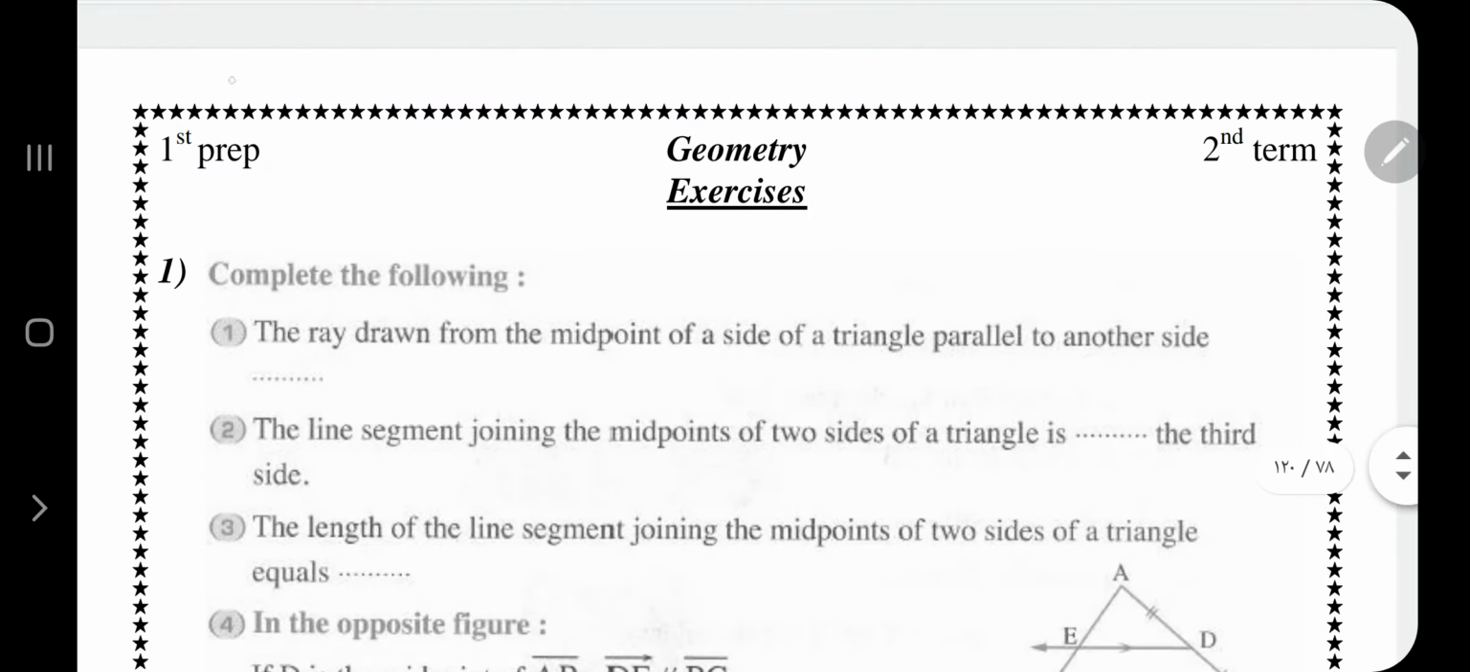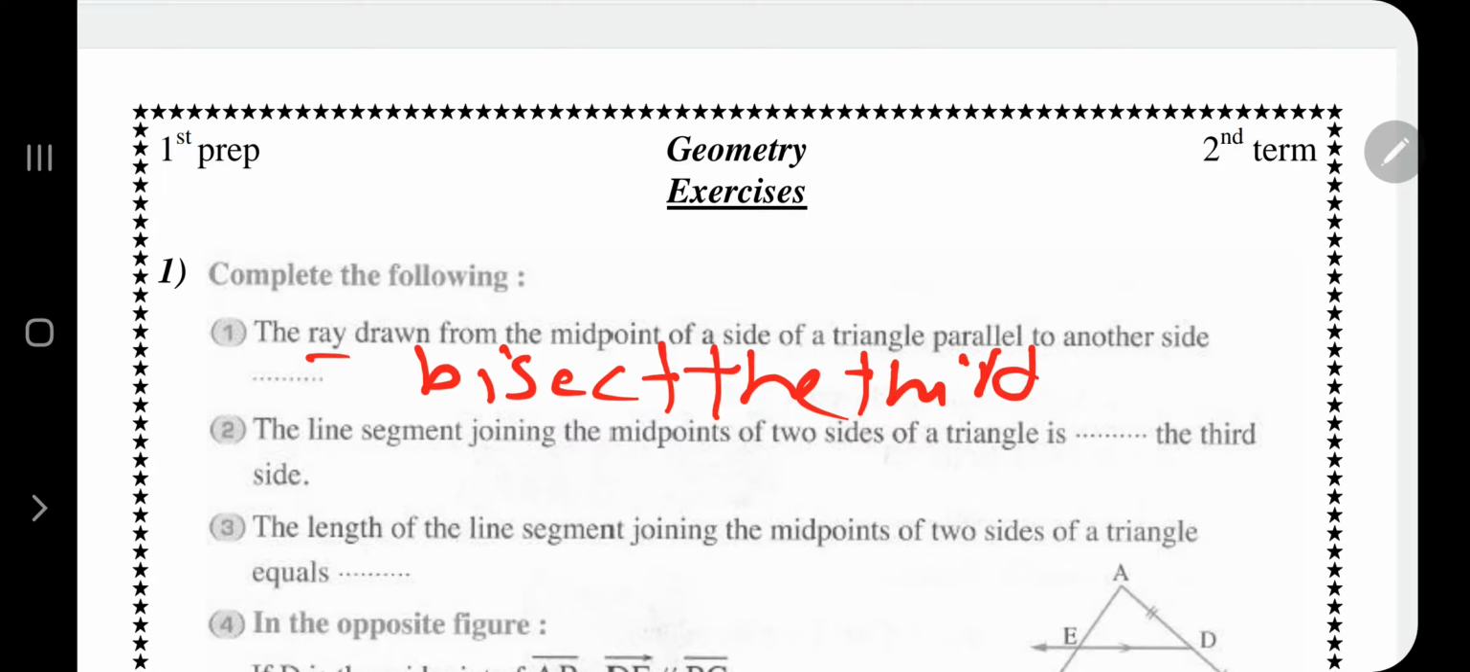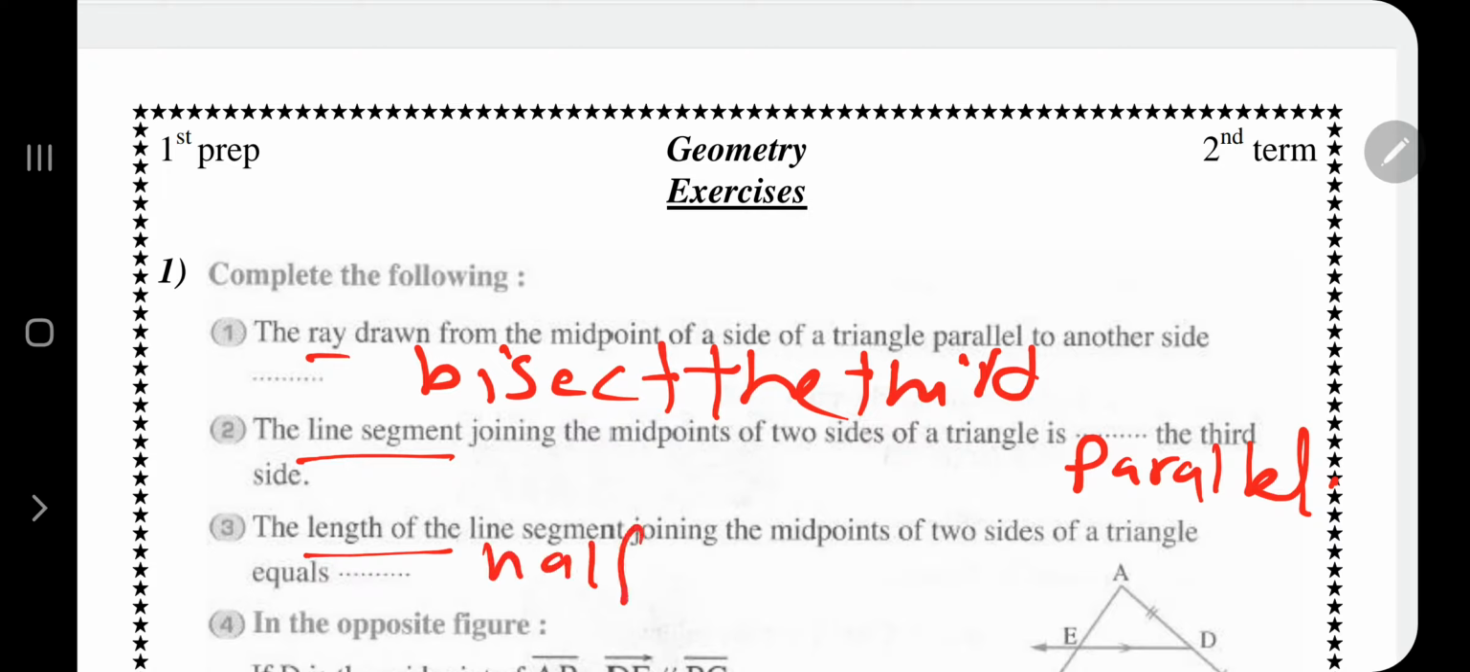Exercise. The first one. If I start with the ray, what is the ray? The ray drawn from the midpoint of a side parallel to another side bisects the third side. This is the first one. If I say that the line segment is parallel, but if I talk about the length, the length of the line segment equals half the length of the third side.